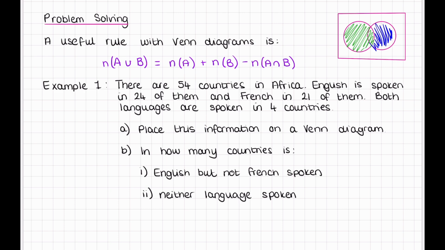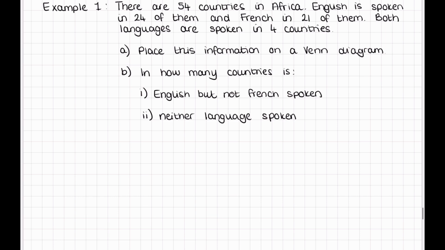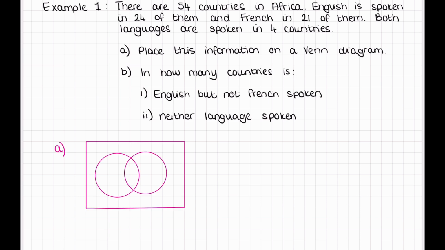Now this rule, we can rearrange so many different ways to find the different parts we may need, depending on the information we're given. First example: there are 54 countries in Africa. English is spoken in 24 of them and French in 21 of them. Both languages are spoken in 4 countries. Put this information on a Venn diagram.